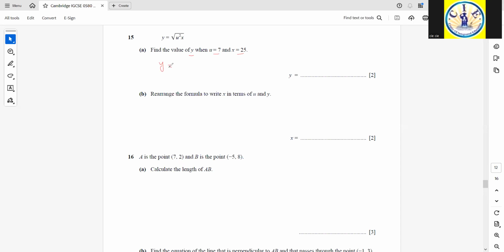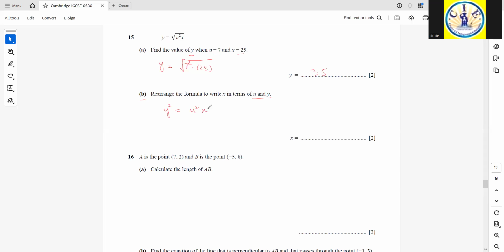Y is equal to the square root of 7 squared times 25. Using our calculator, we get the value of y to be 35. Okay. Part B, rearrange the formula to write x in terms of u and y. So first of all, let's take square of both the sides.